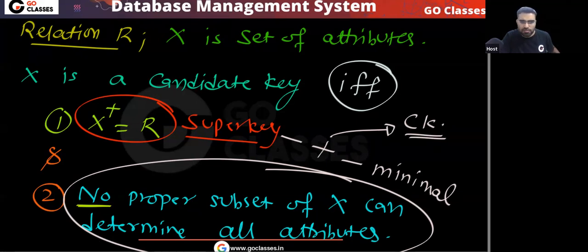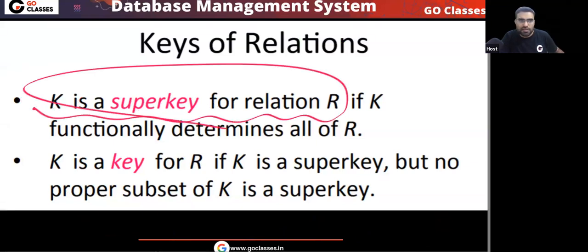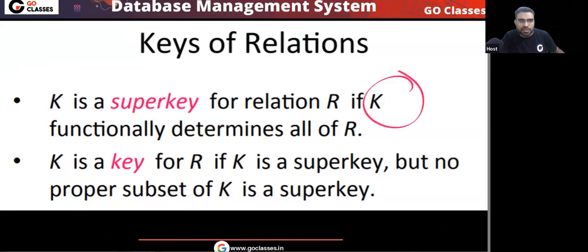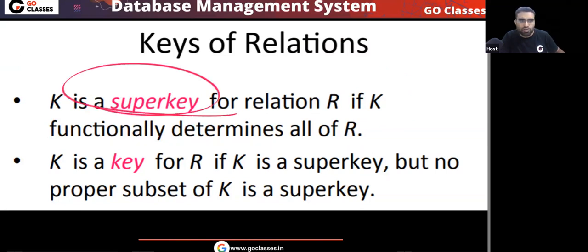Now let's move on. All the definitions we have already seen. The definition of super key we have seen. K is a super key for relation R when K can functionally determine all the attributes. This is the definition of super key.